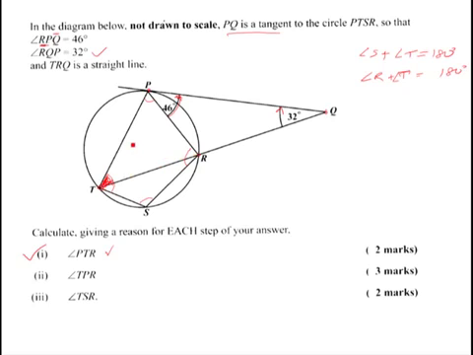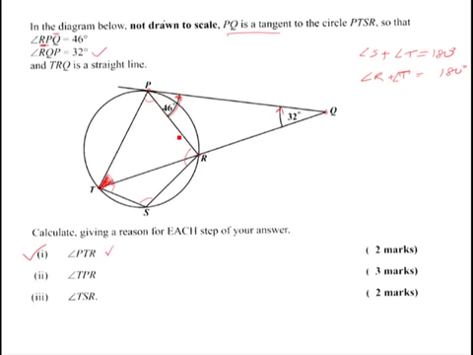PTR. And how are we going to do that? So we need to look at what we have so far. What I noticed is that this is a tangent, and here we have this angle. This angle 46 is between a tangent PQ and the chord PR. So this 46 degrees is between a tangent and a chord.